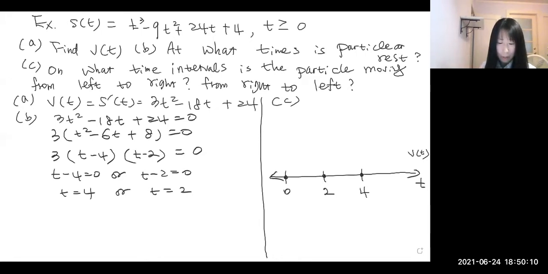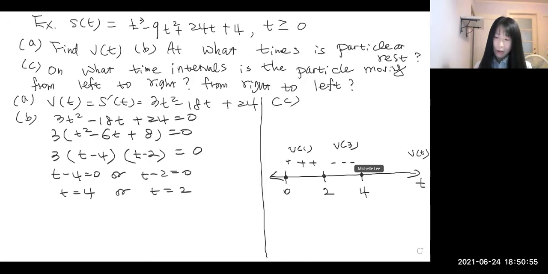Okay. You guys are okay? Now, between 2 and 4, what do you want to use? 3. So v of 3. I'm using t minus 4, t minus 2, so 3. 3 minus 4 is negative. 3 minus 2 is positive, so it's negative, right?